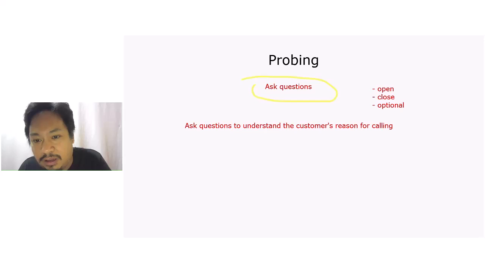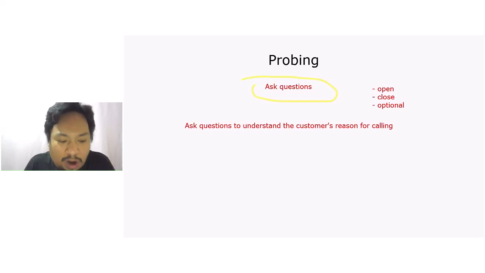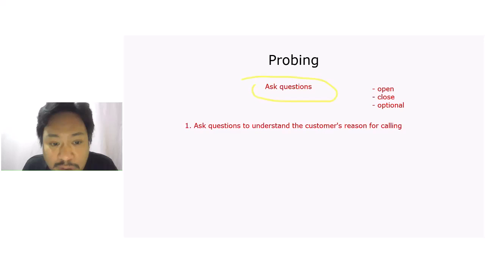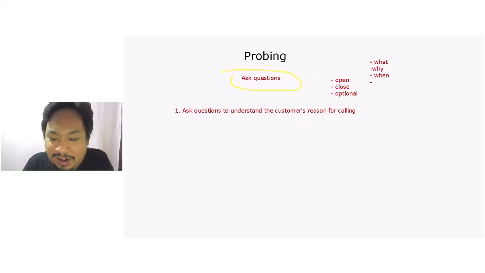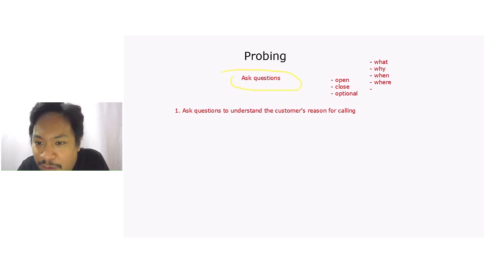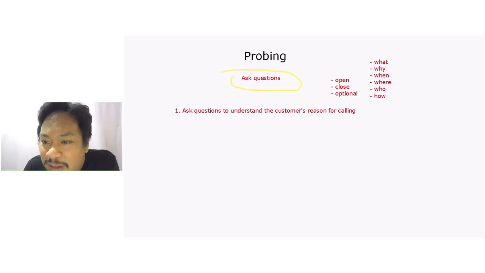Nakikita niyo yung wording ng asking questions dito? So, you are wording probing, pero hindi lang basta probing. And then you are also not telling the expert to use open-ended, close-ended, optional, or how, what, 5 whys and H. Minsan ganun eh. Diba? Minsan sasabihin natin kay expert, magtanong ka, what, why, when, where, ano pa ba yung... What, why, when, who, ayan, thank you, how, ayan. So, minsan ganito yung sinasabi natin kay expert. Pero these are the types of question eh.